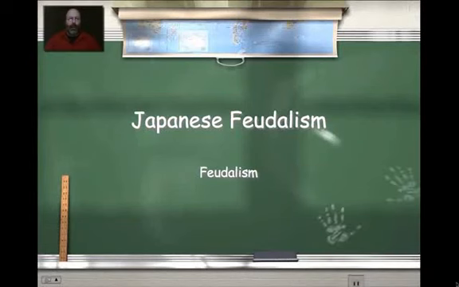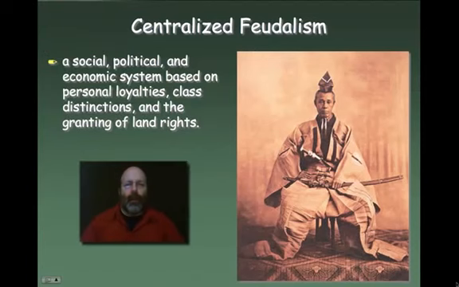As we start our exploration of feudalism in Japan, we should take a look at how the feudal social structure looked in Japan as well. Alright, let's start off with a definition of what we'll call centralized feudalism. That's basically a social, political, and economic system that was based on personal loyalties, class distinctions, and the granting of land rights. You will note that this definition is not too different than the definition we used for feudal Europe. So again, in Japan and Europe, they're both doing feudalism.